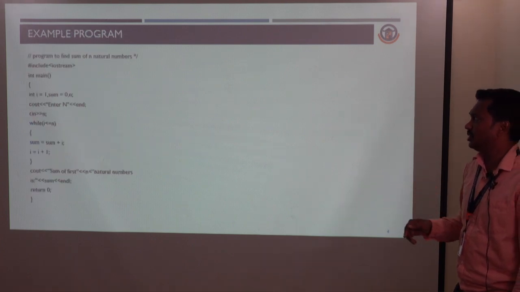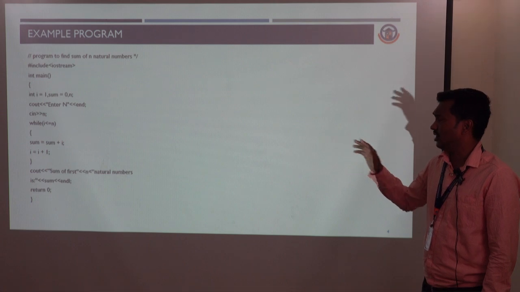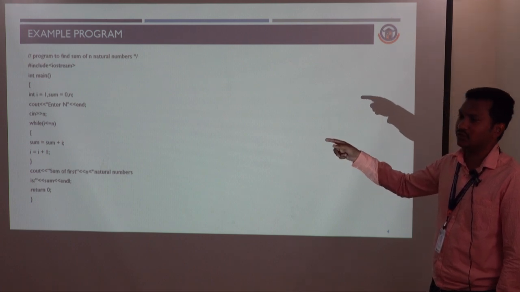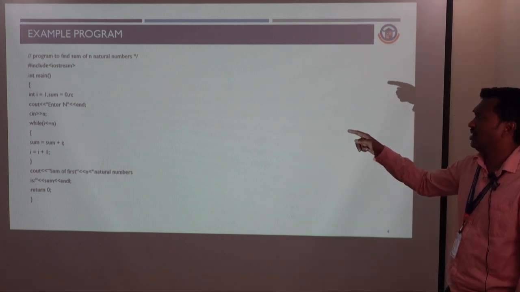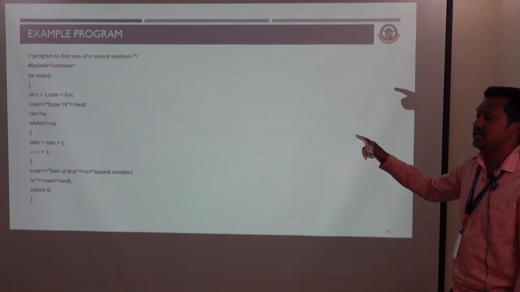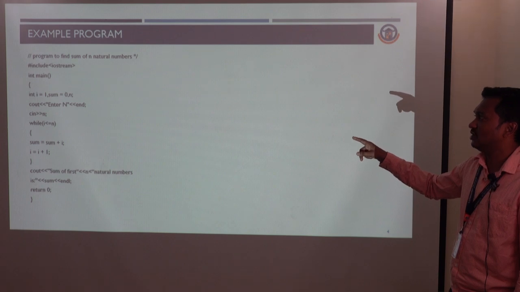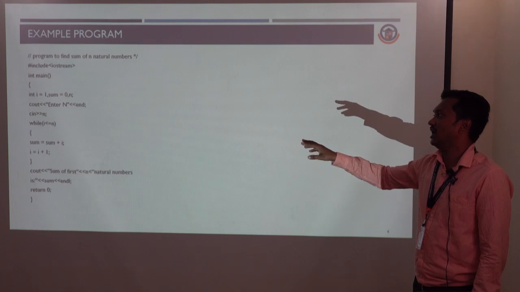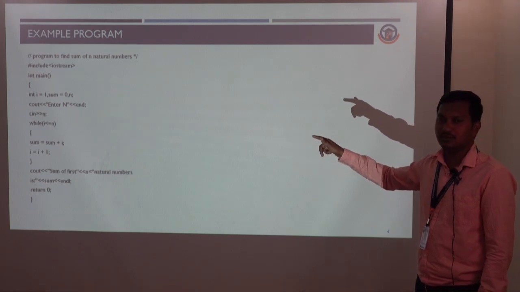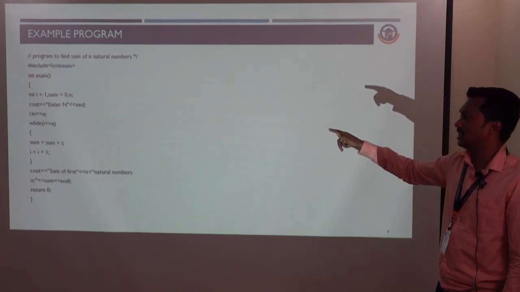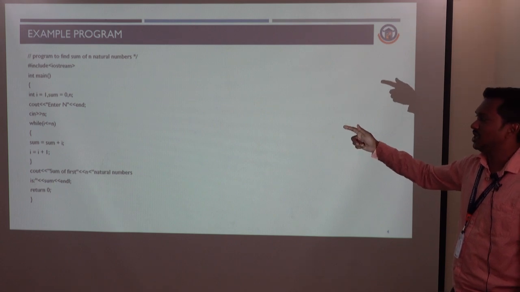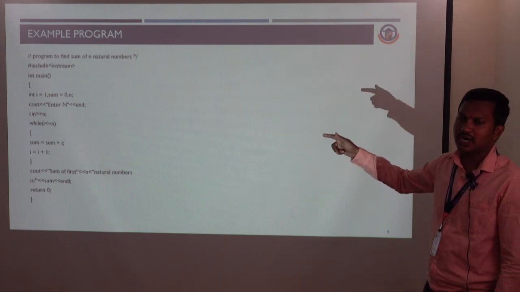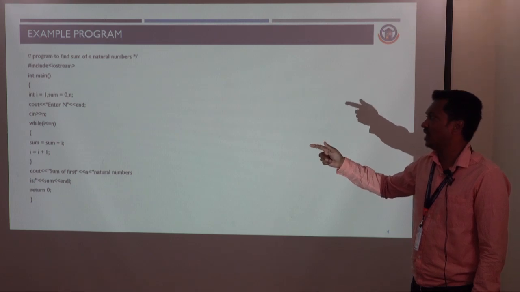This is the example program for the while loop. It is a C++ program to find the sum of n natural numbers. So we already know what natural numbers are. First we declare the variables i equal to 1, then sum equal to 0, then declare another variable n. By using the output statement and input statement, we give the value for n.